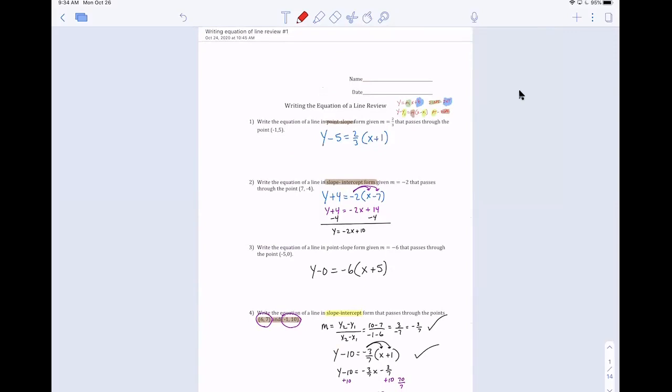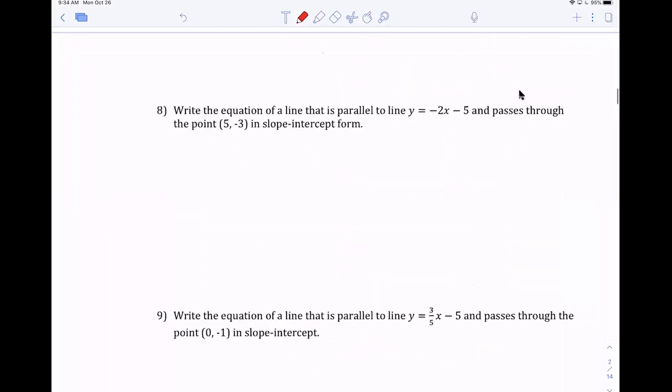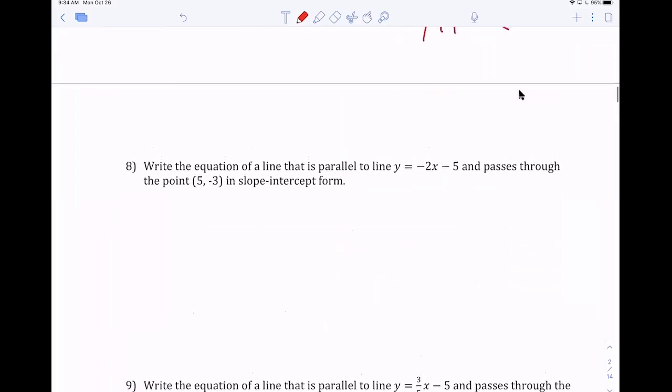All right, let's hear you, Max. So -2 would be the slope. Good, so right there, slope of the parallel line equals -2. What point am I passing through? -3. Okay, write the equation.